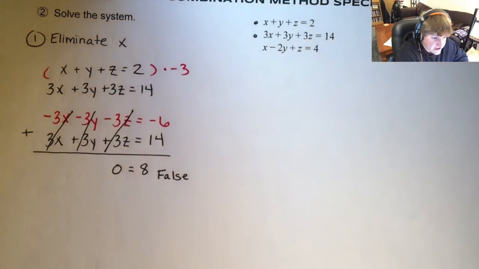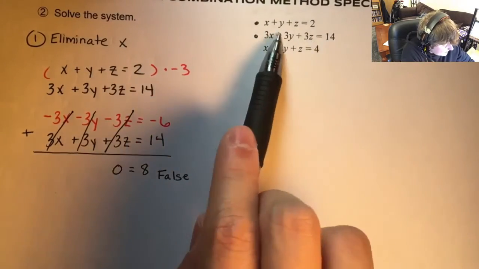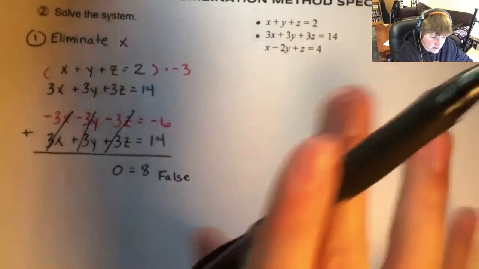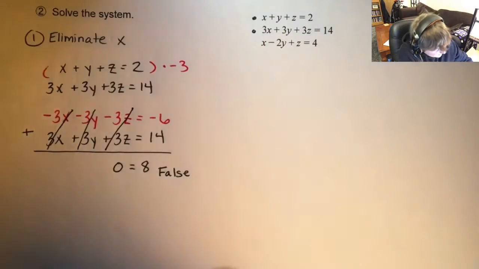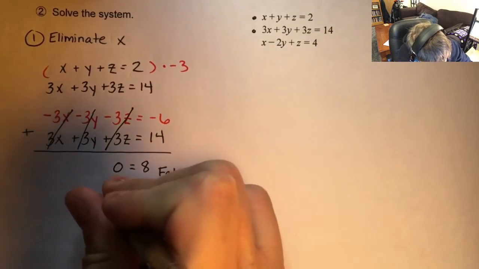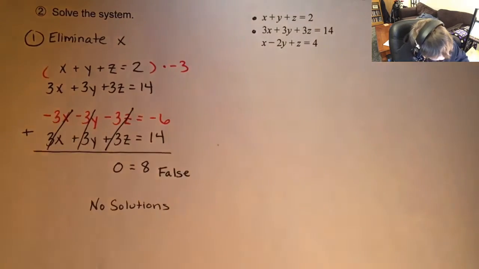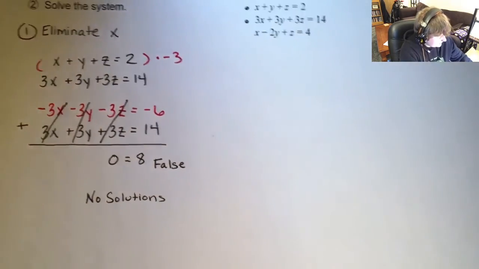Since this is a false statement, it means that these two lines or planes are parallel to each other. They're never going to intersect. Okay, so they're never going to intersect. That's false, so this is no solutions. Okay, that's about it. Okay, so let's pick the next one.